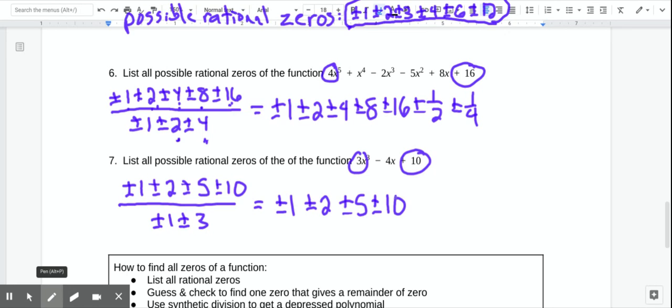And then we take all 4 numbers on top and divide them by 3. So we get 1/3, 2/3, 5/3, and 10/3. So those are all possible zeros. In the next video, I'll show you how to use these numbers to find all the zeros.